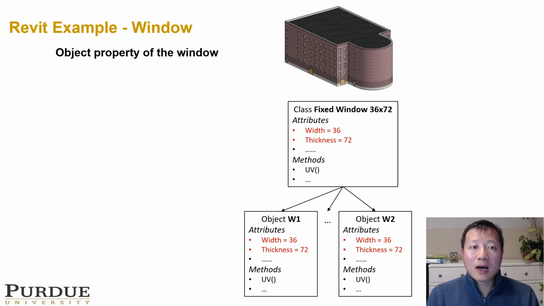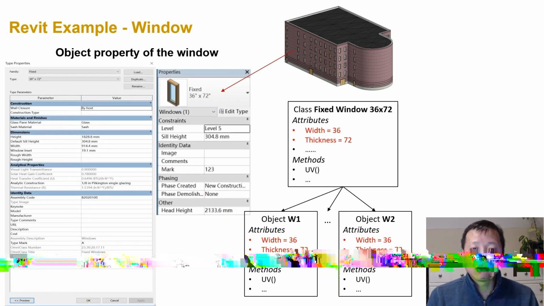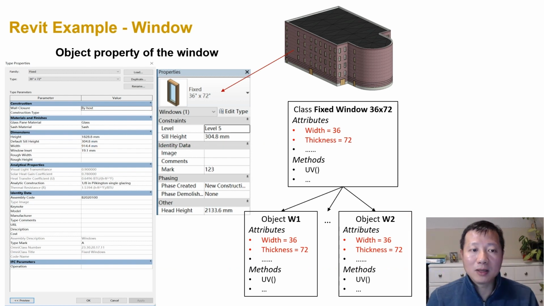Now, this process is the same for other types of objects. For example, looking at the windows, you can also display the window properties, and you can also invoke this Edit Type button to invoke the class level or type level attributes and make changes there. And again, make sure that you understand the difference between directly modifying the values versus using a duplicate to create a new type and then modifying all the values.